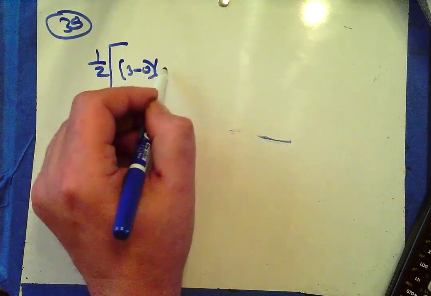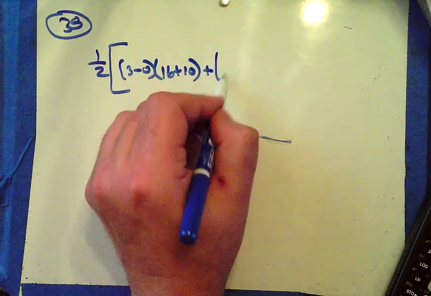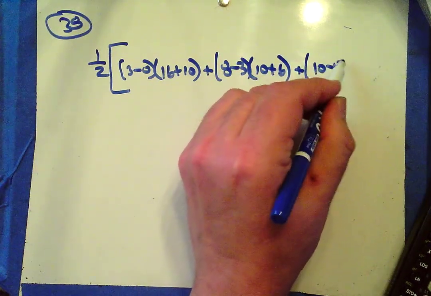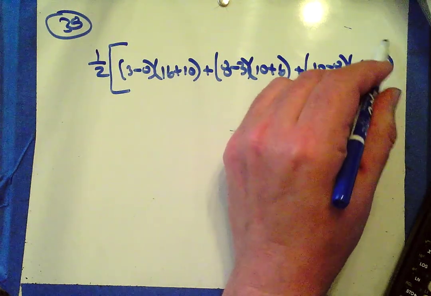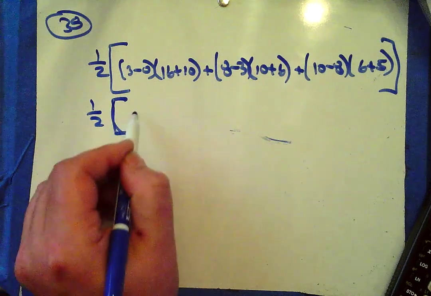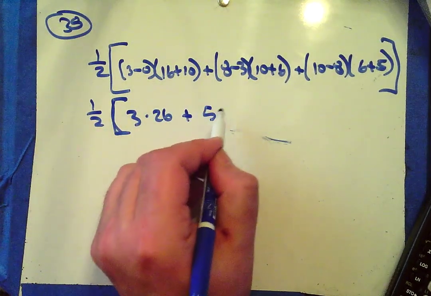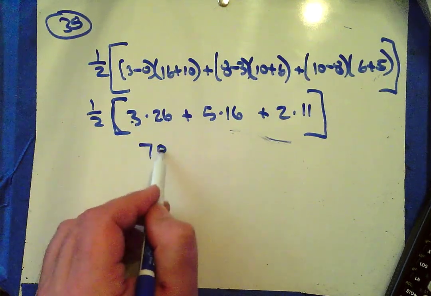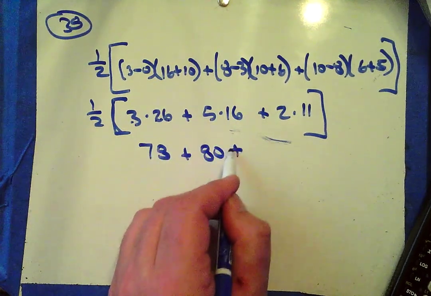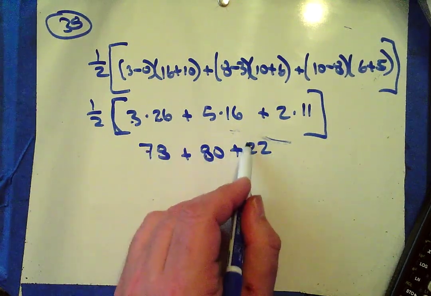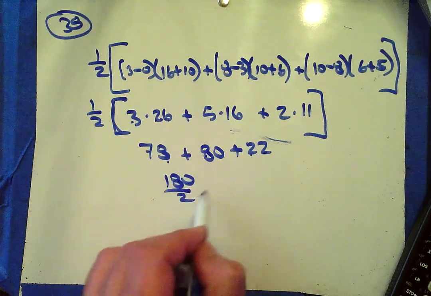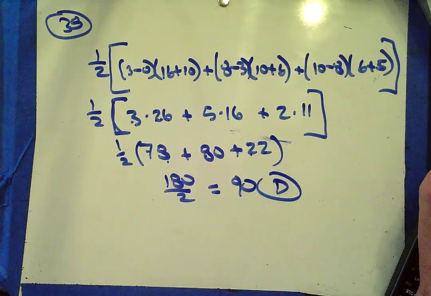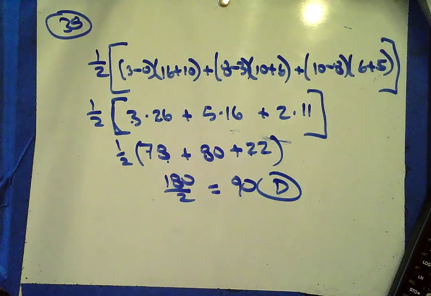3 minus 0 times 16 plus 10, plus 8 minus 3 times 10 plus 6, plus 10 minus 8 times 6 plus 5. Okay, so that's 3 times 26 plus 5 times 16 plus 2 times 11. 60, 78 plus 80 plus 22. 150, 60, 70, 180 divided by 2 is 90. And 90 gallons is choice D. Choice D is 38.